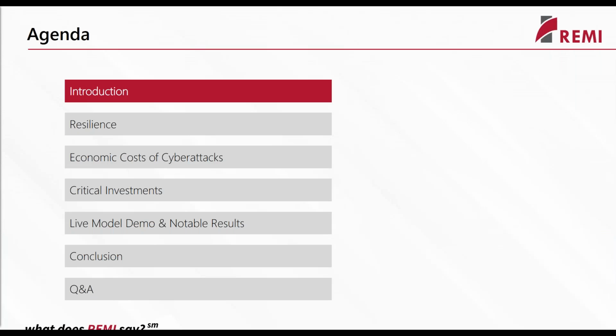So just a quick agenda, brief introduction of ourselves and REMI. Then we're going to define resilience and cybersecurity resilience in the context of economic stability. We're going to analyze the economic costs of cyber attacks, see that they come up in a few different forms. Then May is going to cover some critical investments that could be made to the United States economy and infrastructure to put us in a better position to be better prepared for cyber attacks. And that'll be followed by a live model demo using the REMI model.